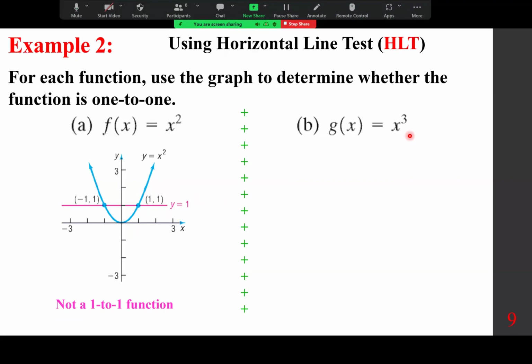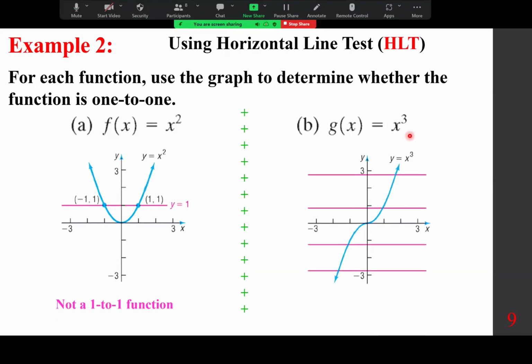On the other hand, y equals x cubed, you know how to graph it. You cannot come up with any horizontal line that crosses the graph more than once, and therefore it makes it a one-to-one function. So this fails HLT, this does not. This is not a one-to-one function, this one is.